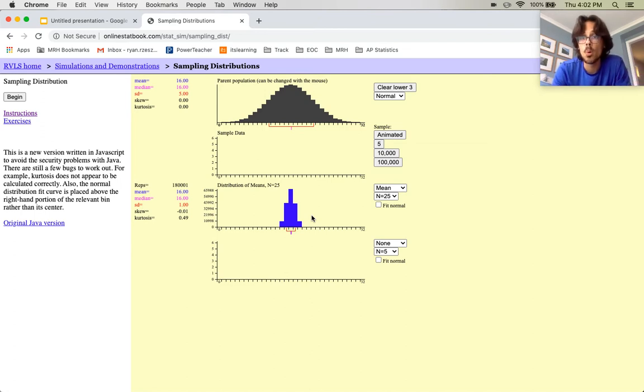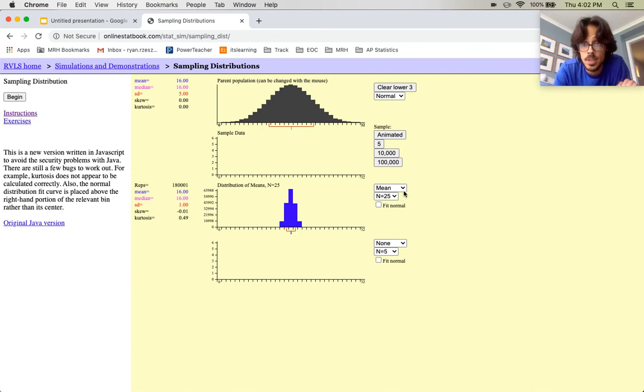So what is the moral of the story for this applet right here? If the population is normal, the sampling distribution of X bar's graph will also be normal no matter what your sample size is. It worked for size 5, it worked for size 25, we don't even care. Whatever sample size you take, we're good to go, okay?